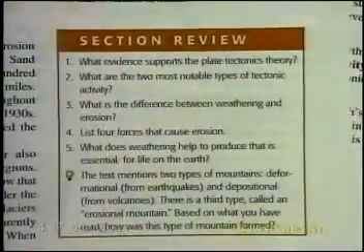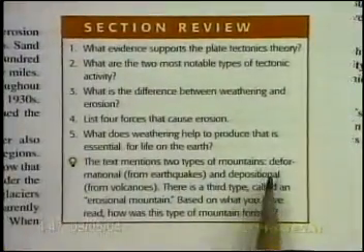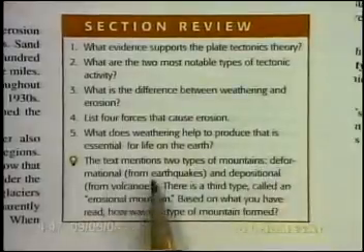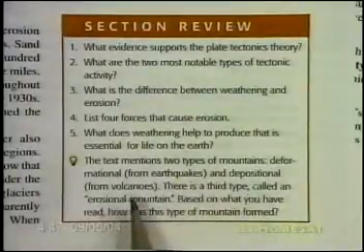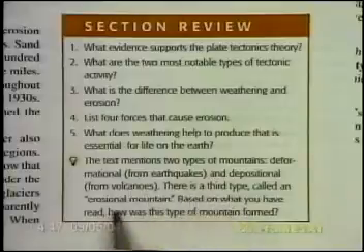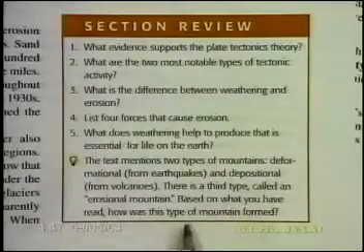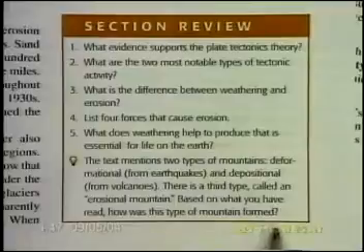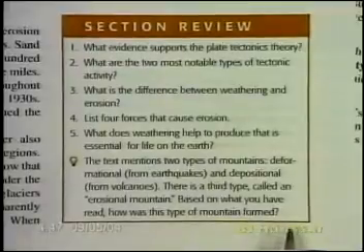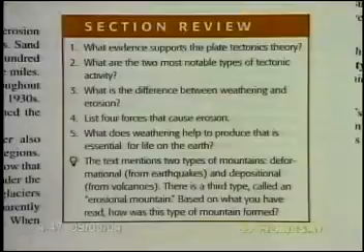And then our thought question. The text mentions two types of mountains, which we covered in our lesson: deformational from earthquakes and depositional from volcanoes. There is a third type called an erosional mountain. Based on what you have read, how was this type of mountain formed? Well, you haven't read it yet, but you can guess just based on what you learned today. If deformational is formed by faulting or folding, a deformation in the surface, and depositional is formed by deposits of lava, erosional then would be formed by erosion, right?